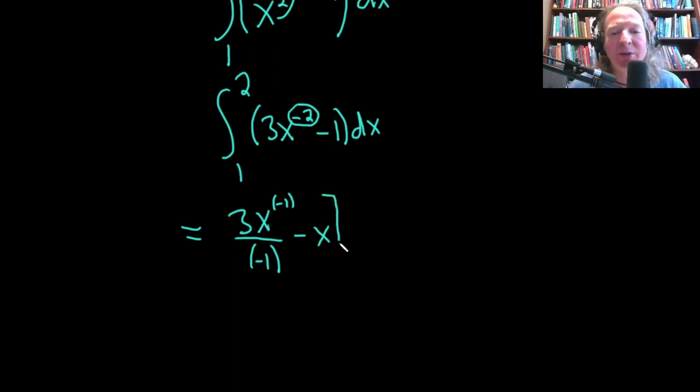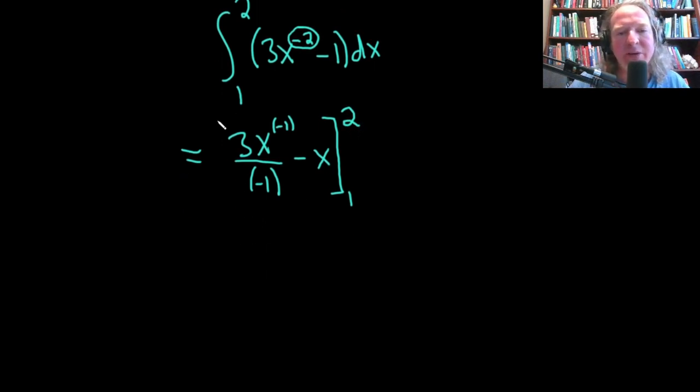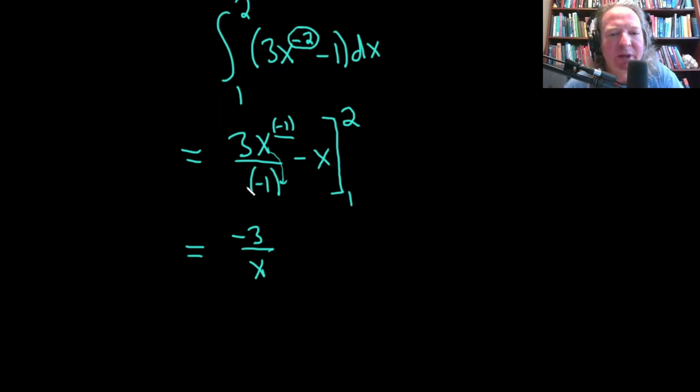I'm going to use a bracket, and then I'll write the lower limit of integration here and the upper limit here. Okay, so this is equal to, you can go ahead and put the negative in the front, and I'm going to write it like this. I'll write it as negative 3 over x, basically just taking this and bringing it back downstairs and making the exponent positive. I just put the negative up top, minus x, and we're going from 1 to 2.